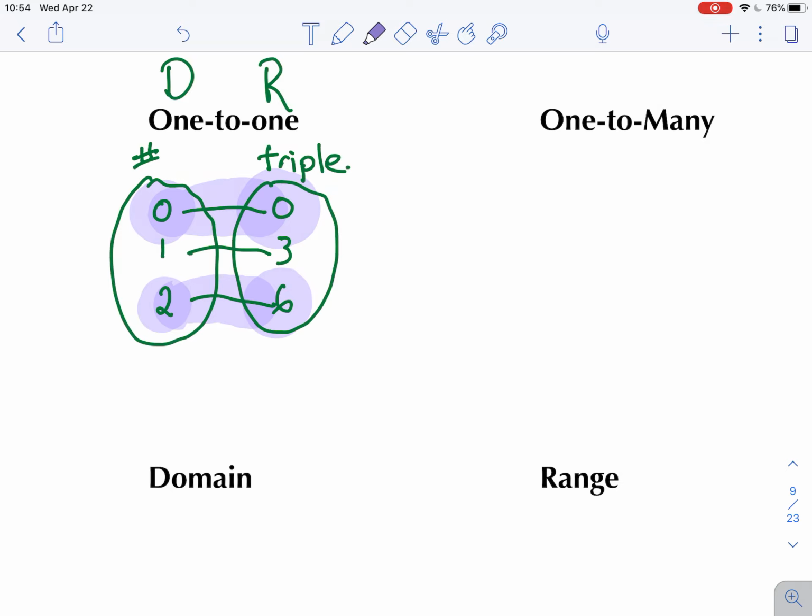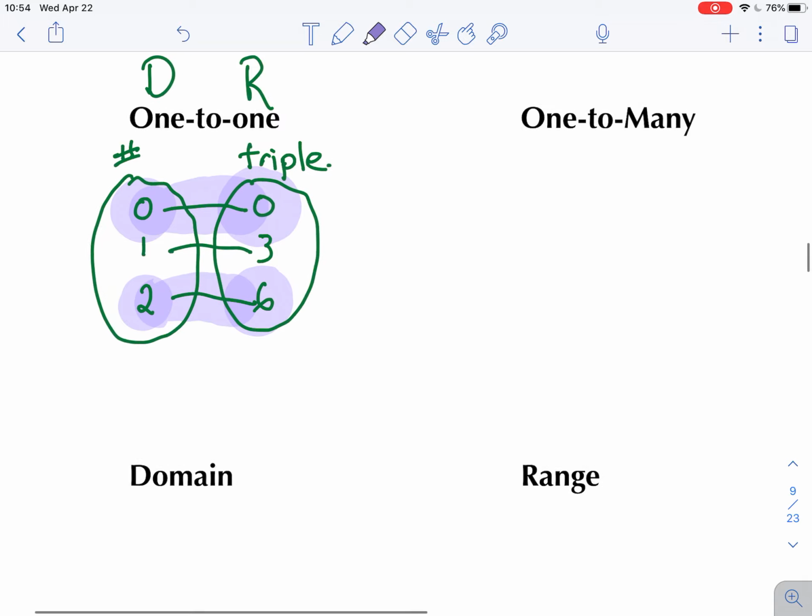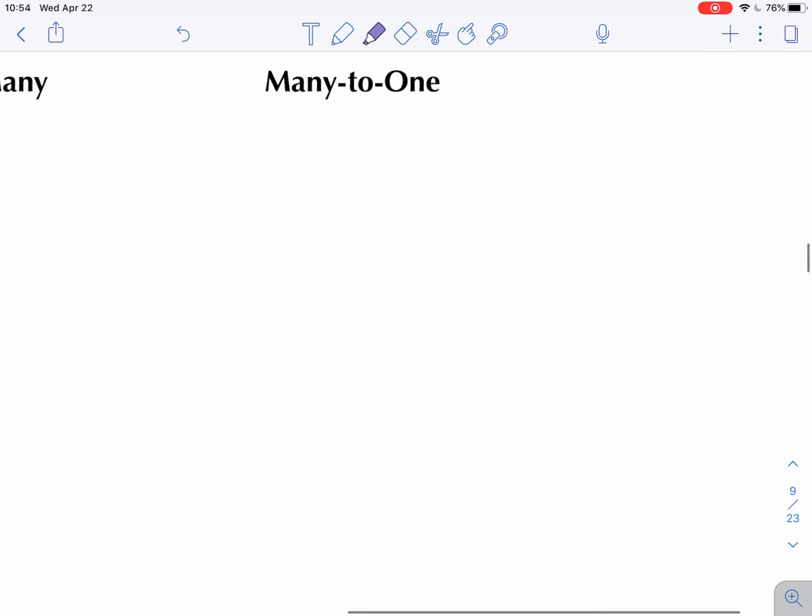One item in the domain goes to exactly one item in the range. And that has to be true for every element of the domain.